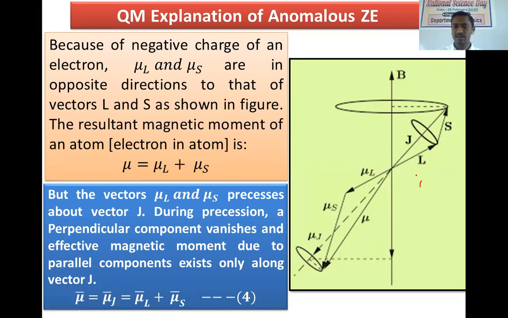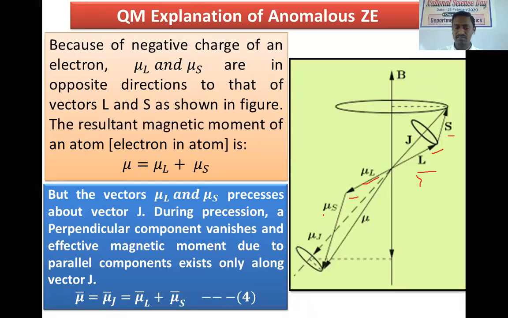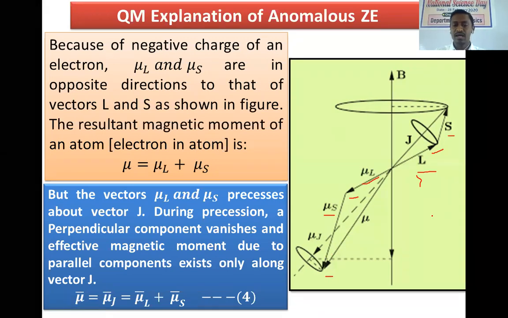Just see the vector L. Here vector L is opposite to its magnetic moment, that is mu L. Okay, the arrows are in opposite direction. Also the vector S has an upward direction, and its magnetic moment mu S has the opposite direction, that is a downward direction. It happens because of the negative charge of the electron.